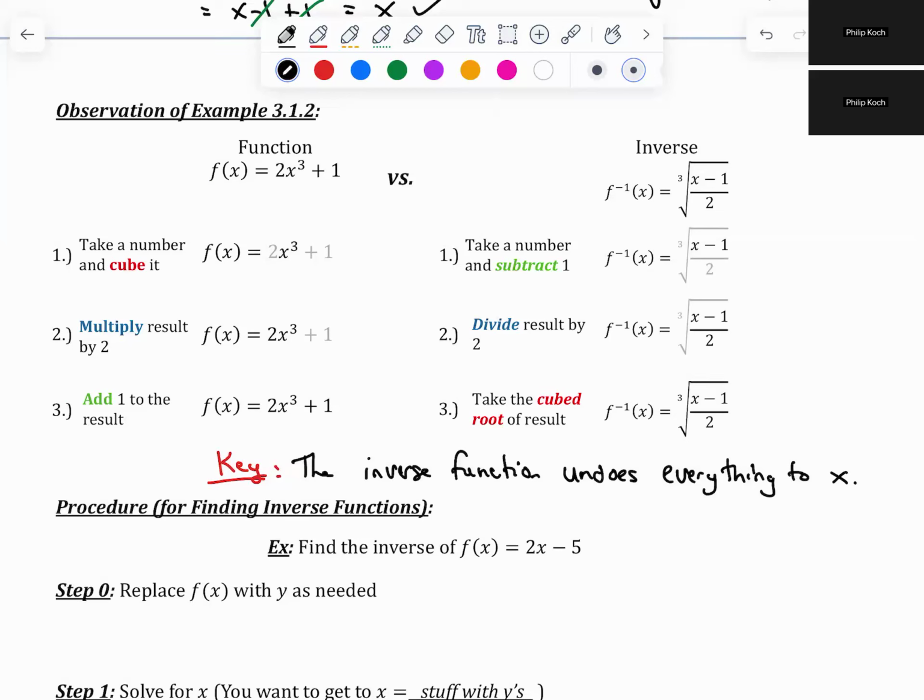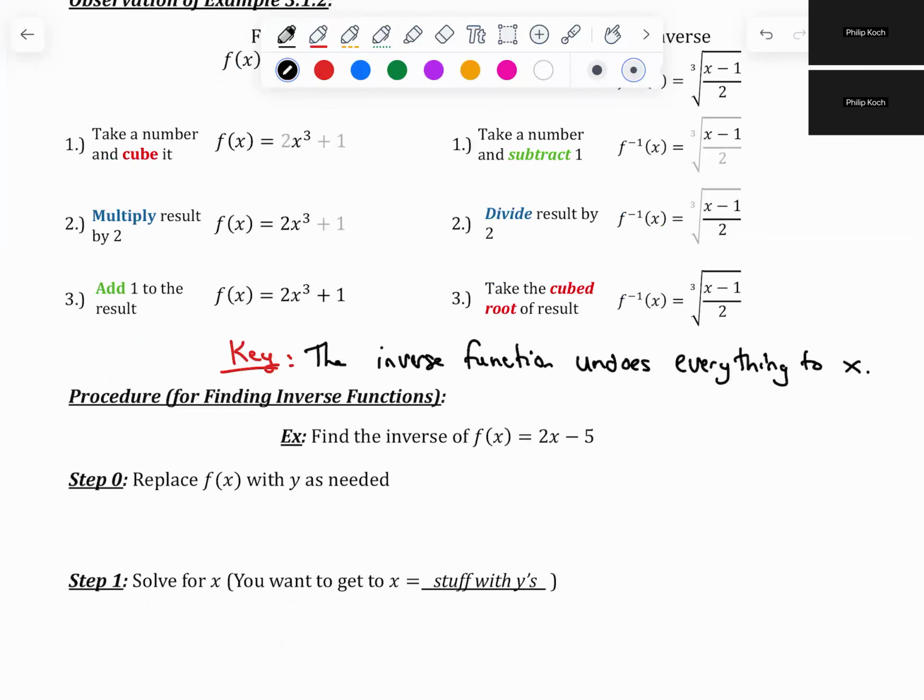Multiplying by 2 for the second step, dividing by 2 for the second step for F inverse. Adding 1 in the last step of F, the first step of F inverse is to subtract 1. So it undoes it. That's the intuition on how to find an inverse. So how do we find inverse functions?